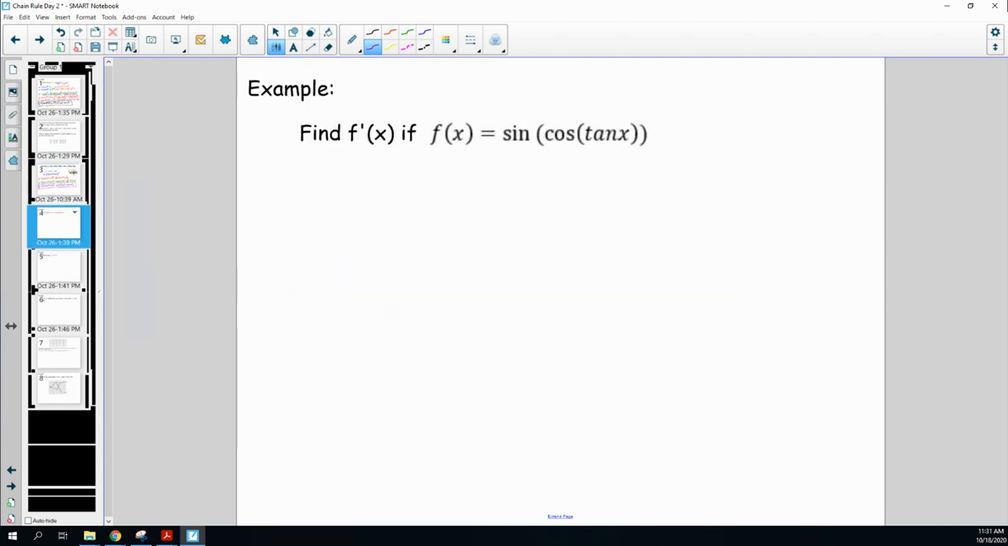Okay, so let's look at another example. Find f prime of x if f of x is equal to the sine of the cosine of the tangent of x. Okay, so always look on the outside. Here again, our wrapper would be the sine function. So we're going to do the derivative of the sine, which is cosine, and then we keep the inner functions, so cosine tan x. Then we're going to multiply it by the derivative of what was inside, so the derivative of cosine tan x.